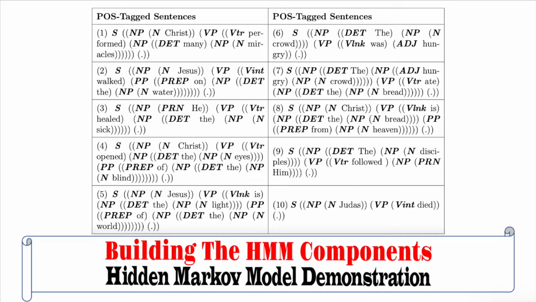Let us start with the tags of the words that can be found in the corpus that start a sentence. If we check the sample corpus, the words that start the sentences belong to three parts of speech only. That is, DET for determiner, like the, PRN for pronoun, like he, and N for noun, like Christ, Jesus, Judas. Some of them appeared more than once, like the, Christ, and Jesus.